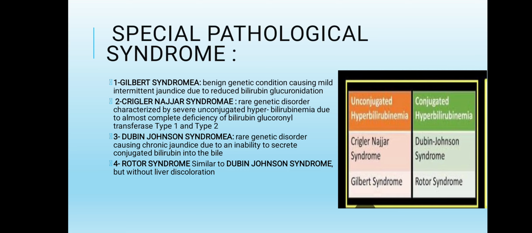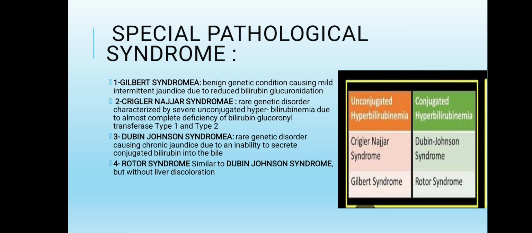The second one is Crigler-Najjar syndrome, a rare genetic disorder characterized by severe unconjugated hyperbilirubinemia due to almost complete deficiency of bilirubin glucuronyl transferase. Crigler-Najjar syndrome has two types, type 1 and type 2. In type 1, there is a complete deficiency of bilirubin glucuronyl transferase, leading to severe jaundice. In type 2, there is a partial deficiency and milder symptoms. Treatment may include phototherapy and medication.